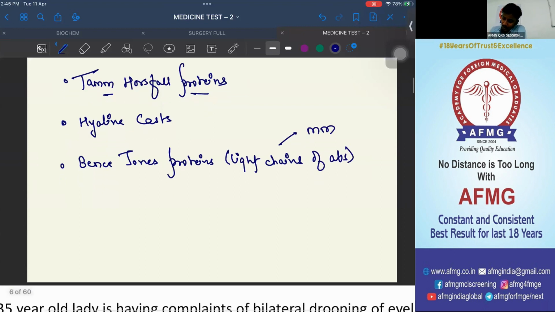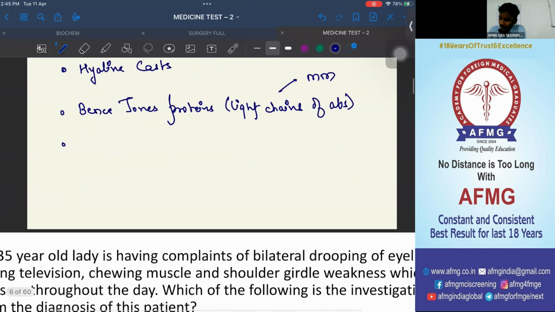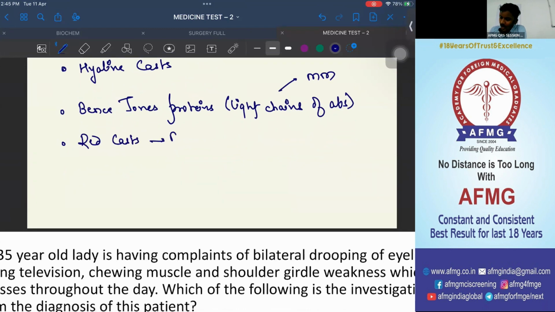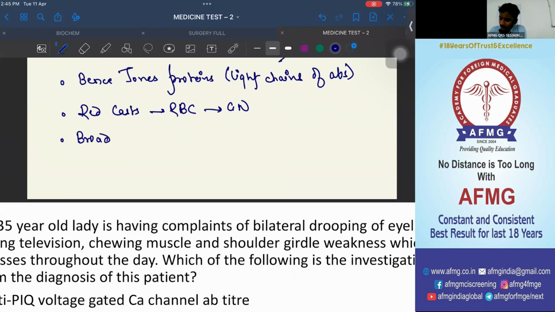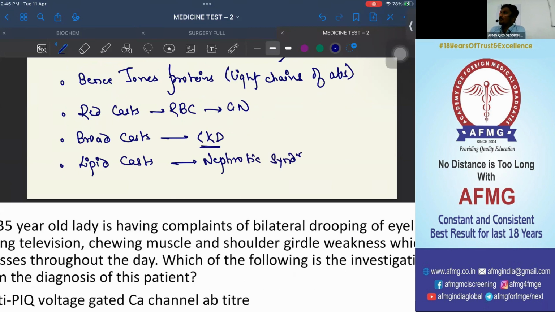Moving further. Red casts are usually suggestive of RBCs, right? And RBCs are seen in a case of glomerulonephritis. Then if I ask you, broad casts are seen in a case of chronic kidney disease or chronic renal failure. Please remember lipid casts. Just now I told you, lipiduria occurs in which condition? Nephrotic syndrome, right? In nephrotic syndrome, the patient was having lipiduria. So in that patient, definitely there would be presence of lipid casts inside the urine.